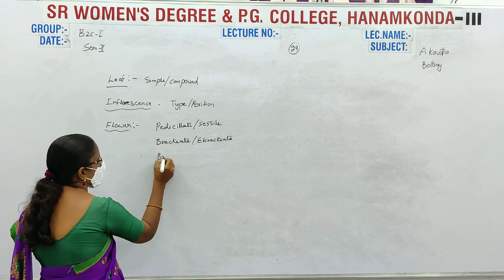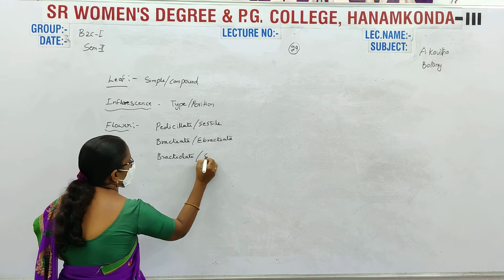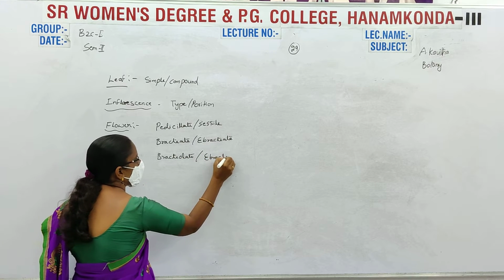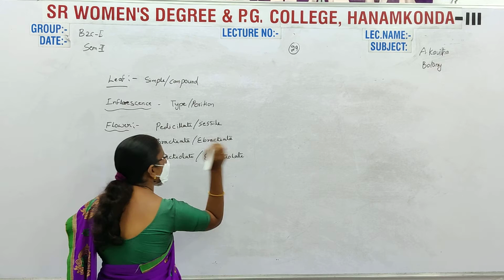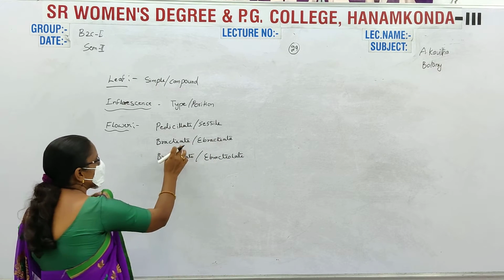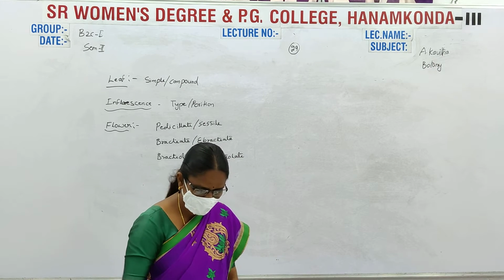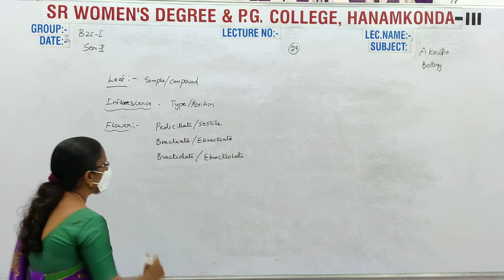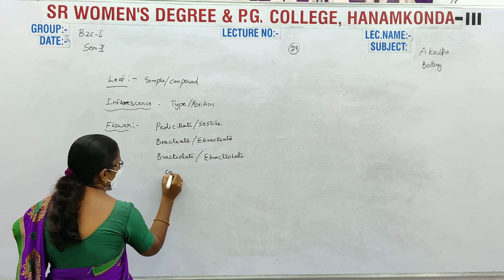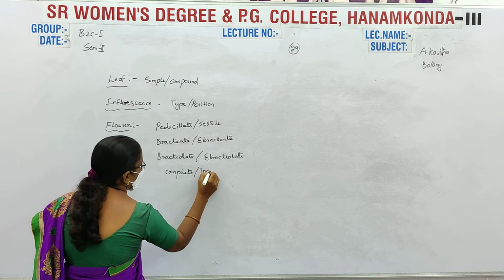Bracteolate or ebracteolate. Ebracteolate means bracteoles are absent. Bracteate or ebracteate. Bracteolate or ebracteolate. And complete or incomplete.